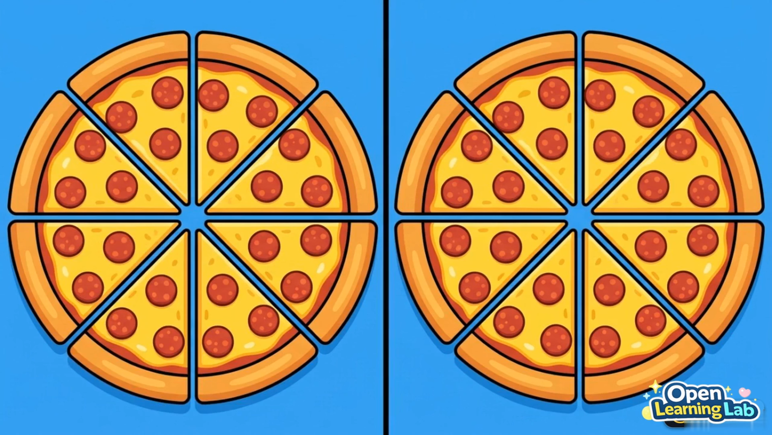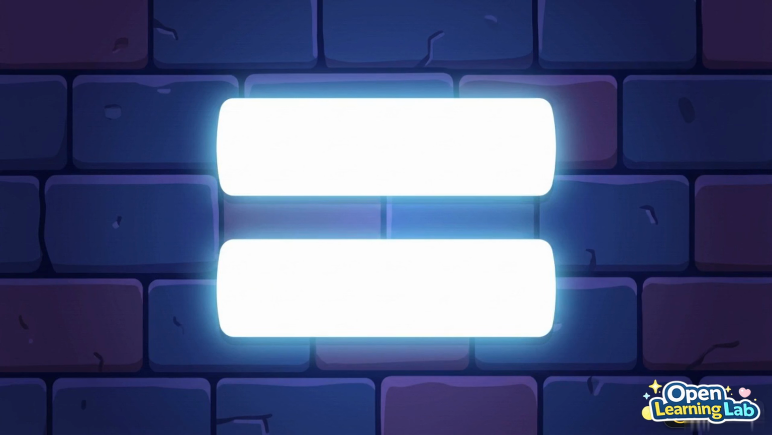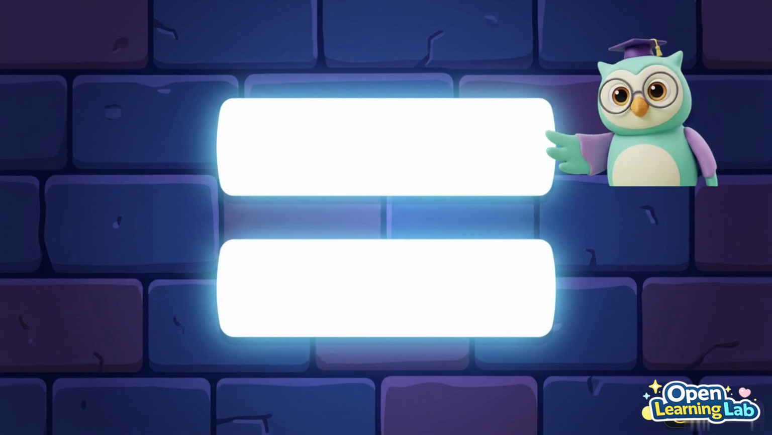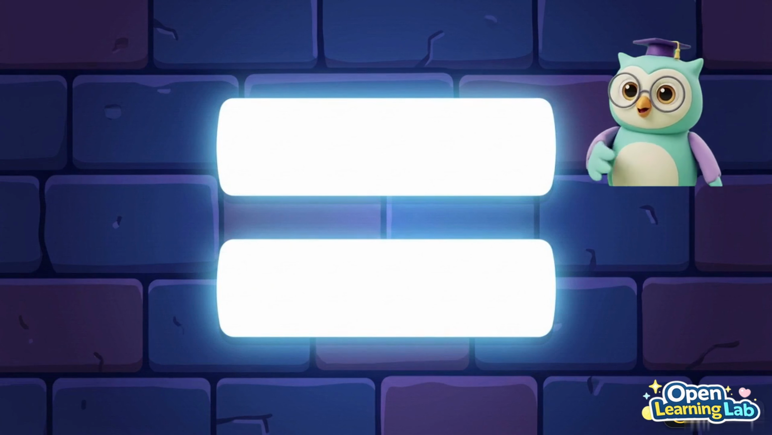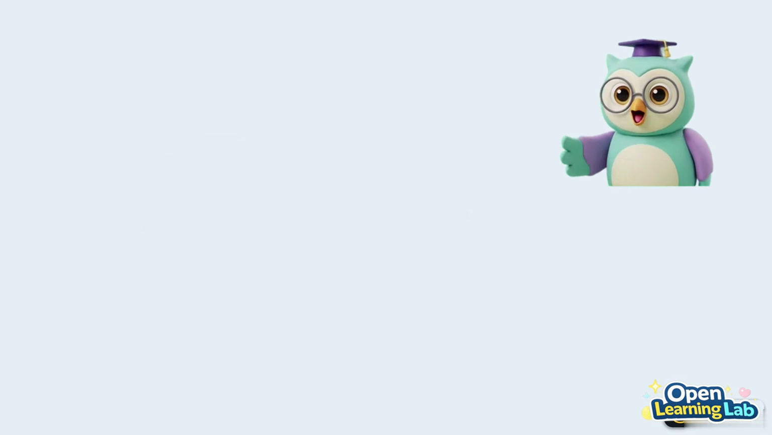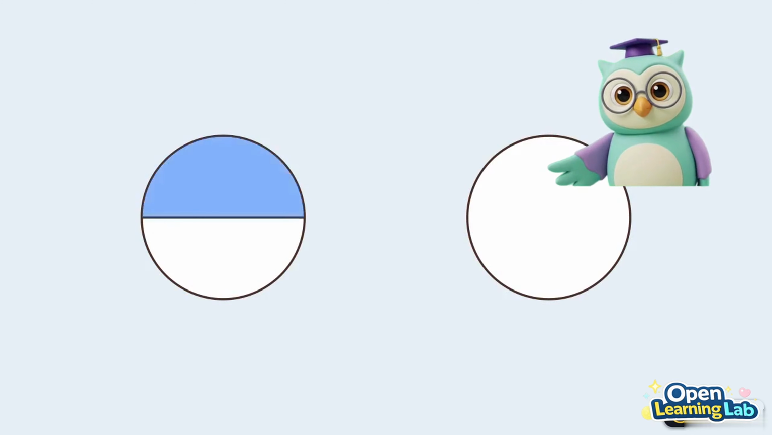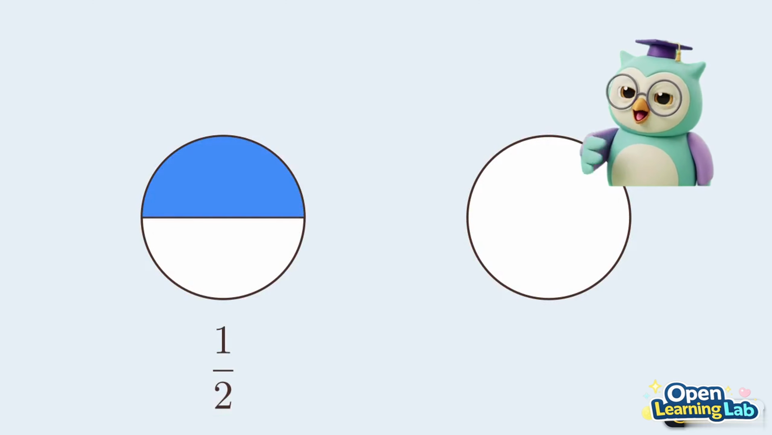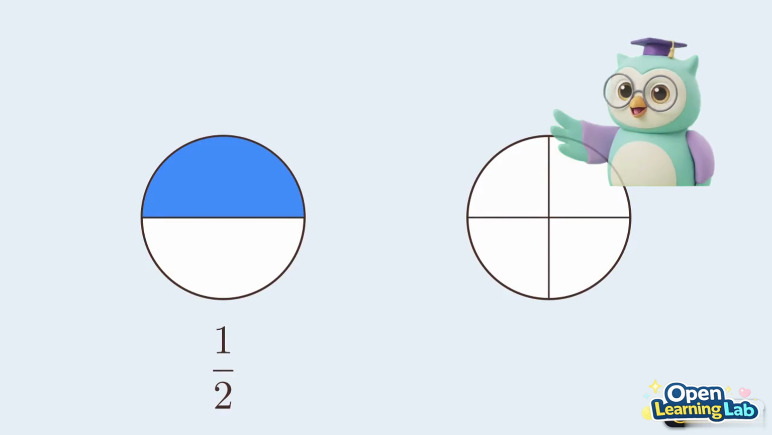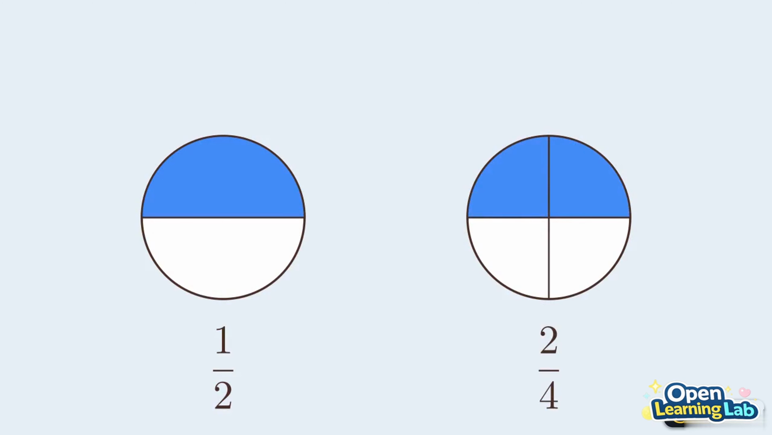Interestingly, you can cut 2 pizzas in different ways, but still end up with the same amount of food. These are called equivalent fractions. They use different numbers to represent the exact same portion of the whole. Look at these side by side. On the left, 1 out of 2 pieces is shaded. That's 1/2. On the right, 2 out of 4 pieces are shaded, 2/4.